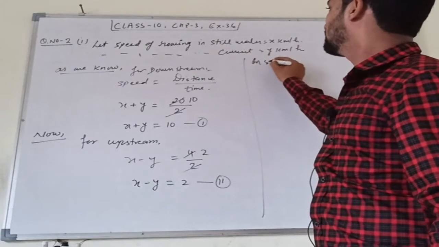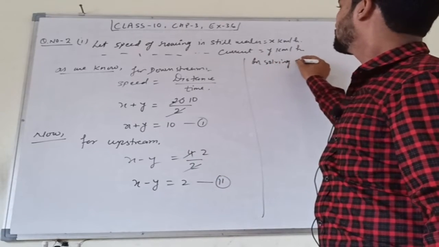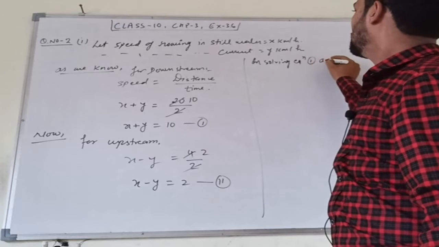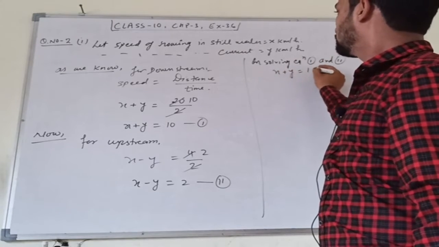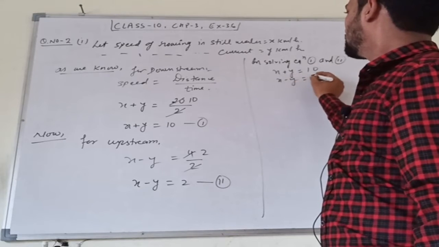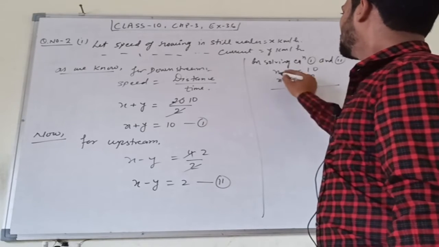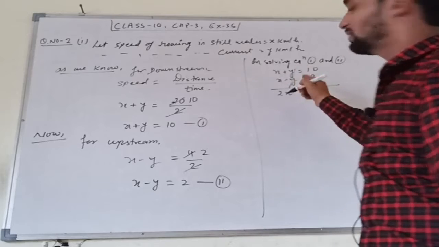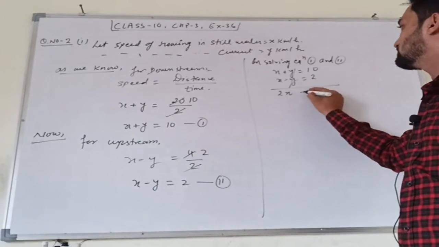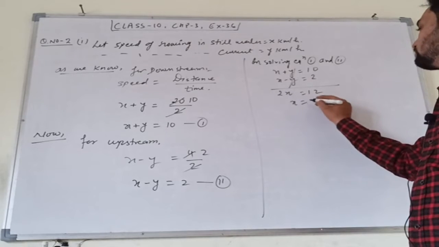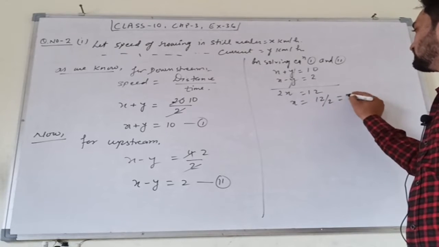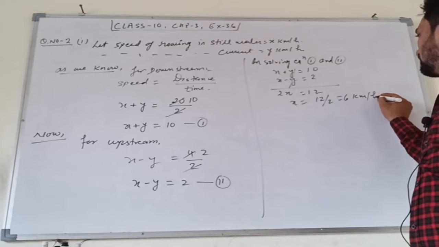So on solving equation first and second. First was x plus y is equal to 10 and second x minus y is equal to 2. Simply we will add, this will be 2x, plus y minus y will cancel out, is equal to 12. So x must be equal to 12 upon 2, that is 6 km per hour.